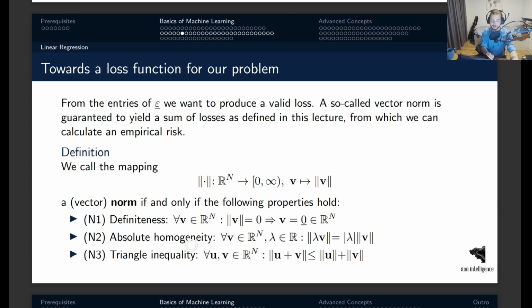The second property is called the absolute homogeneity. For this, we want that for every vector in our vector space and for every scalar over which the vector space is defined, the following equality holds. The magnitude of the scaled vector should be equal to the absolute value of the scalar times the magnitude of the unscaled vector. What this means is that we want our vector norm to acknowledge the scaling of a vector. For example, if I have a vector that has magnitude 1 and I scale it by the factor of 2, then this should produce a 2 as well as this side.